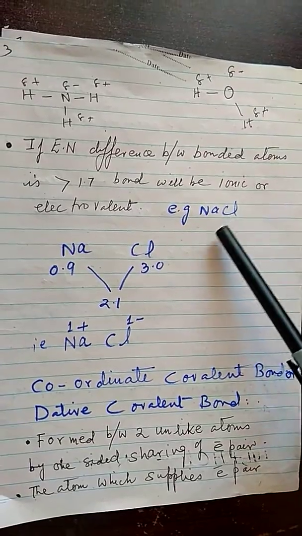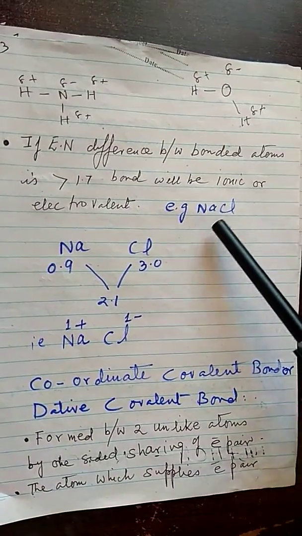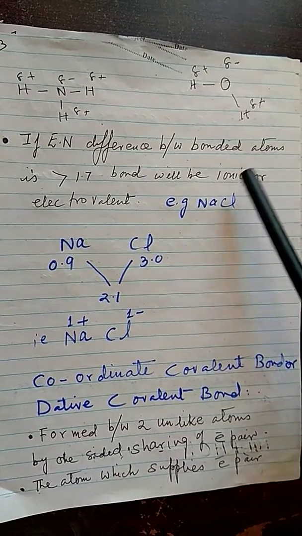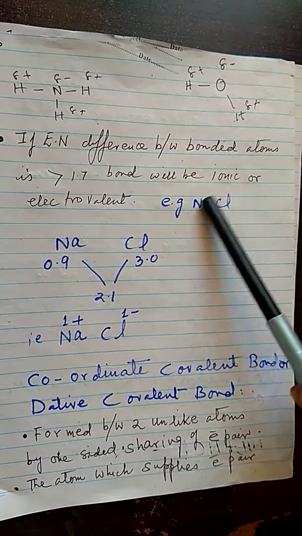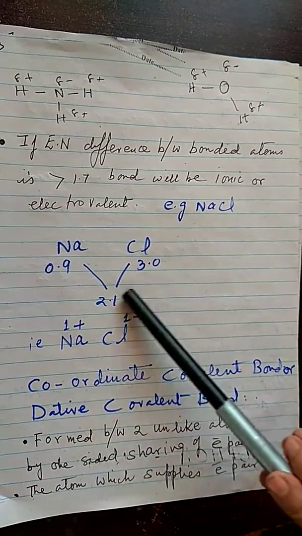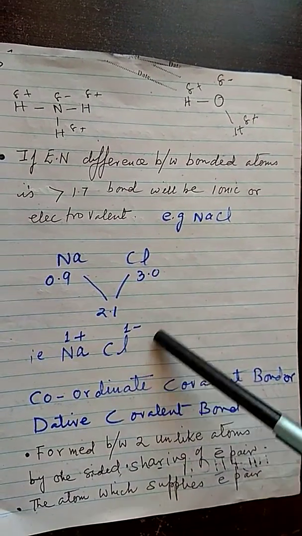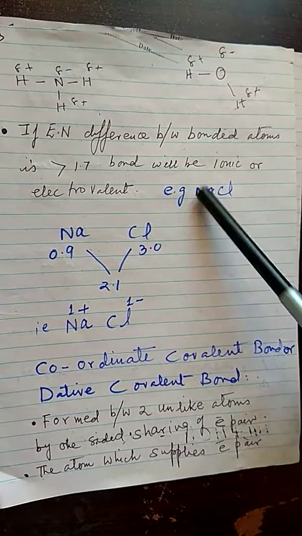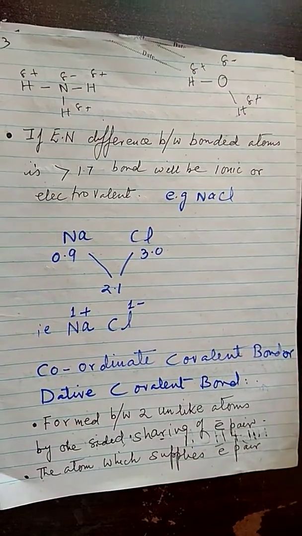And you know that in a previous lecture we studied how sodium has one electron. It transfers one electron to form the positive ion. Chlorine gets the one electron to form the negative ion. In this way, these positive and negative ions are held together by electrostatic force of attraction to form the ionic or electrovalent bond.